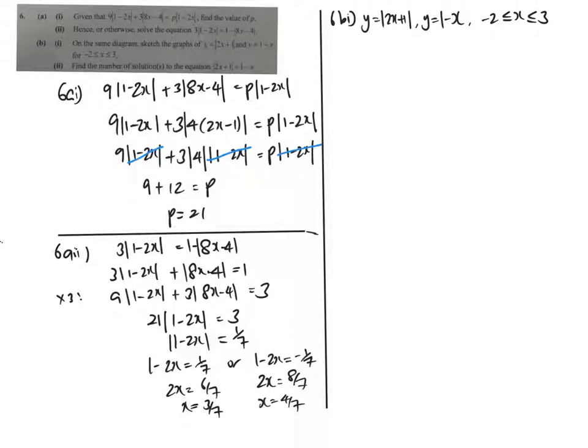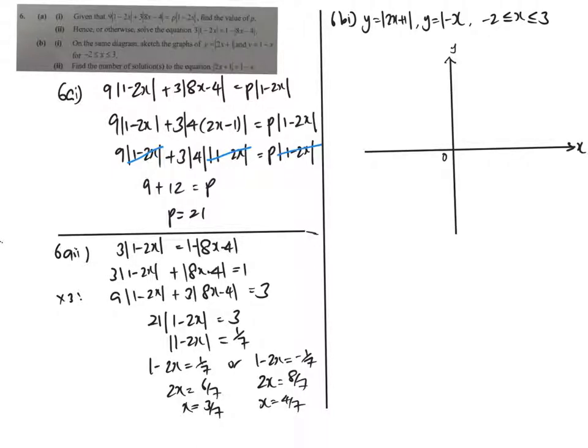6b part 1, I have to sketch both graphs on the same diagram. Okay, so I'll try to sketch the second one, which is easier. It's a graph which is going downwards and cuts at 1. Okay, so cut at 1, going downwards where the gradient is 1, so it will be a graph that's going down this way. Alright, then I'll label the axis.